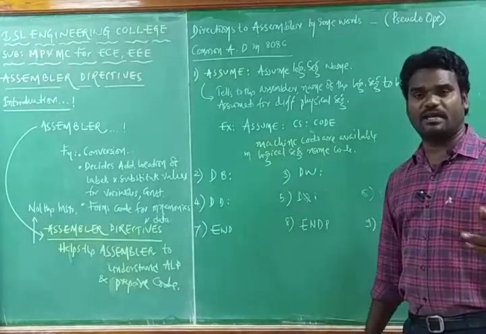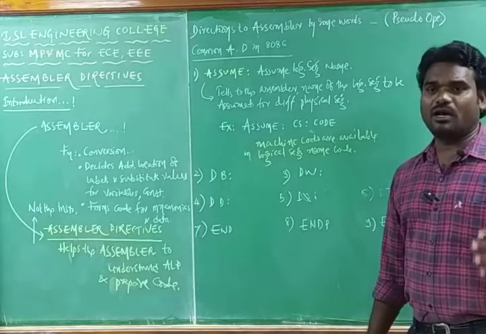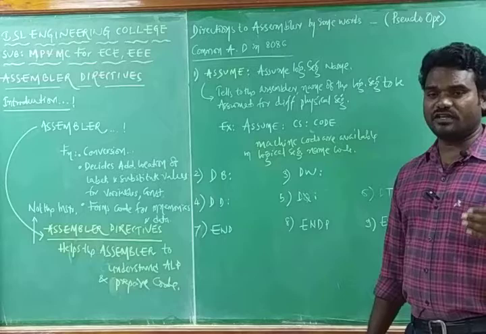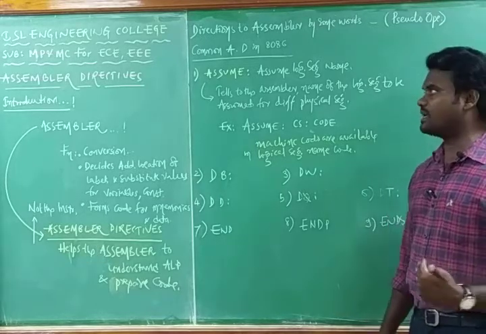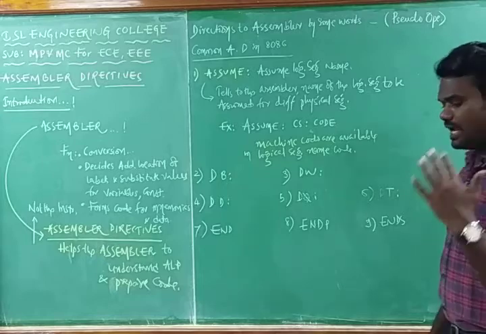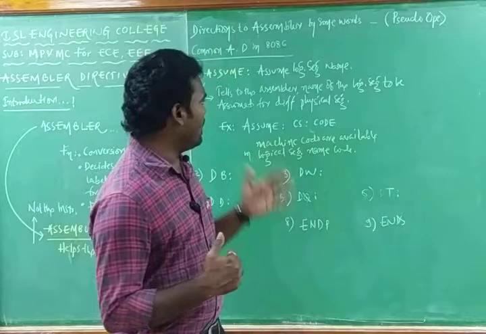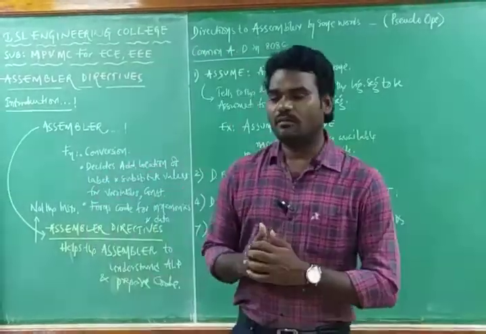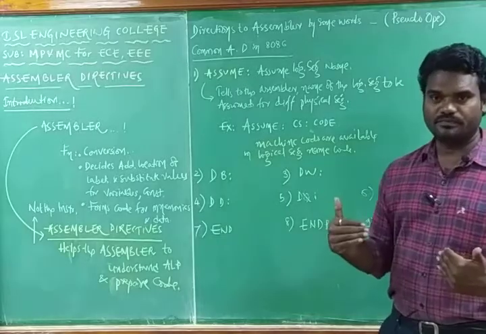This is about the need of the assembler and the assembler directives. Just now I have explained the functions of the assembler, what the necessity of the assembler is, the definition of assembler directives, and the necessity of assembler directives. But in the 8086 microprocessor we have many assembler directives, and the mostly used ones I am going to explain in this video.